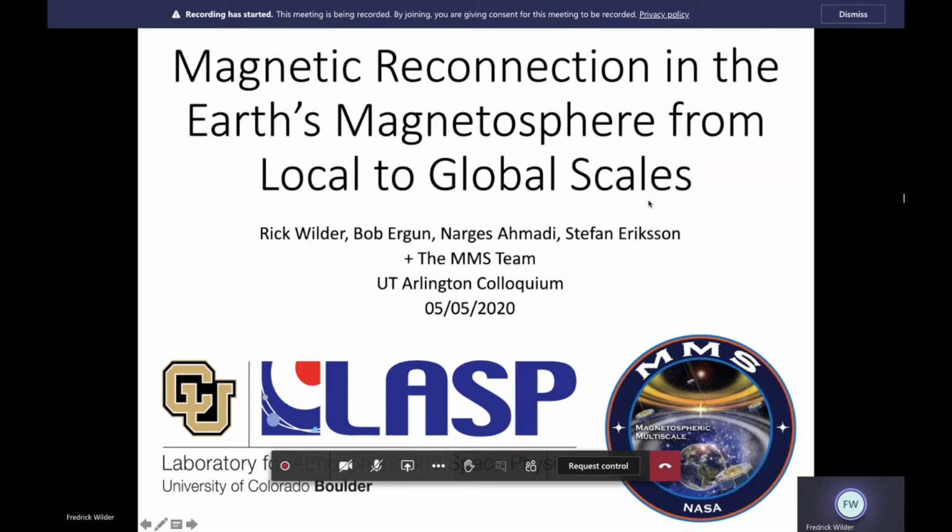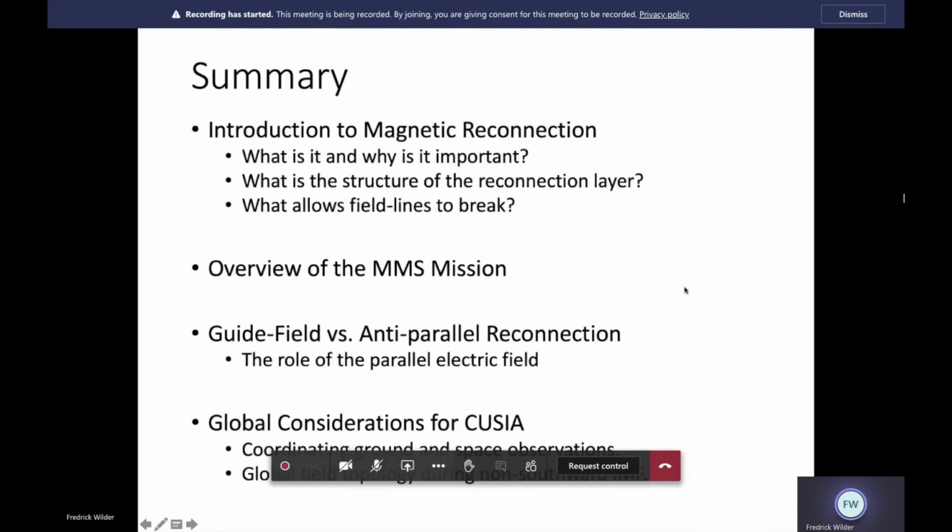So I don't know why it's not going to the next. There we go. I'm going to talk a little bit about what magnetic reconnection is, why it's important, and a little bit about the MMS mission. Then I'm going to start with some of the local physics of reconnection that MMS has studied, especially the role of electric fields parallel to the background magnetic field in mediating that reconnection. Then I'm going to talk about some of the global science that is a consequence of reconnection, and what relevance that might have to the drive center.